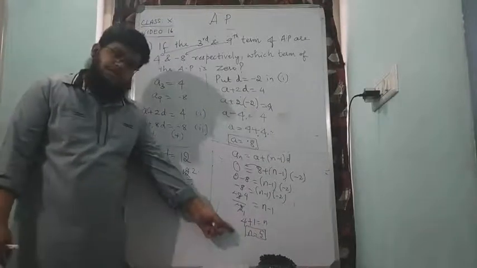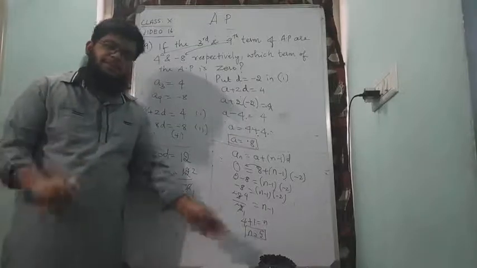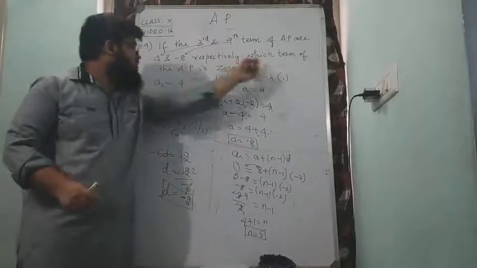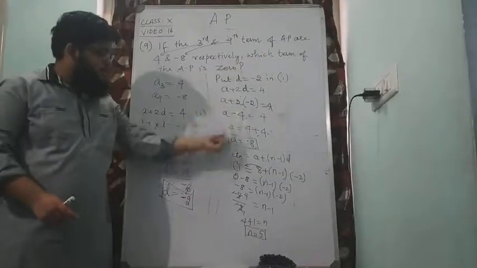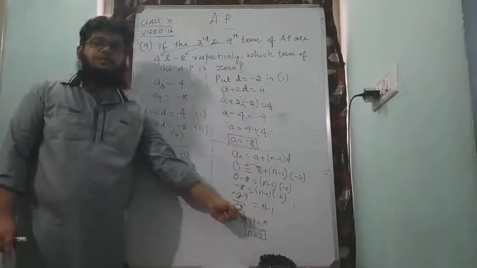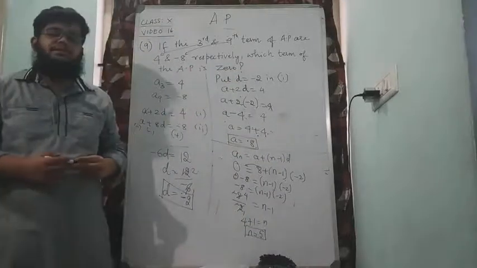What is the meaning of this? n is equal to 5. It means the fifth term of this AP will be equal to 0. So they are asking which term of the AP is 0. So that 0 was taken in the place of an. Which term is the fifth term? The fifth term of the AP is going to be 0.